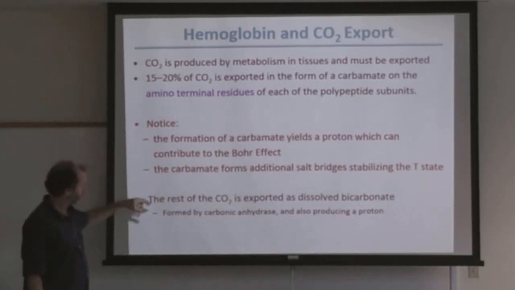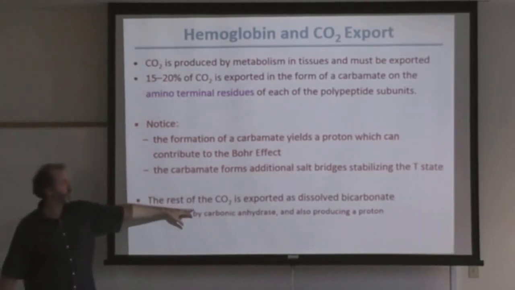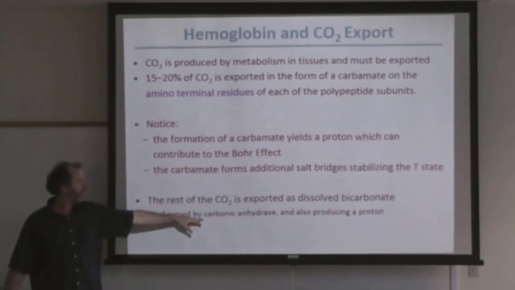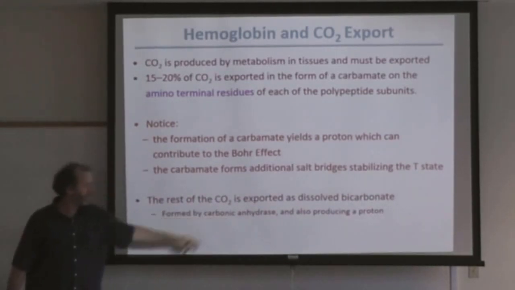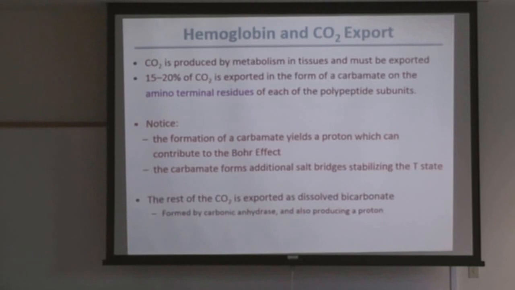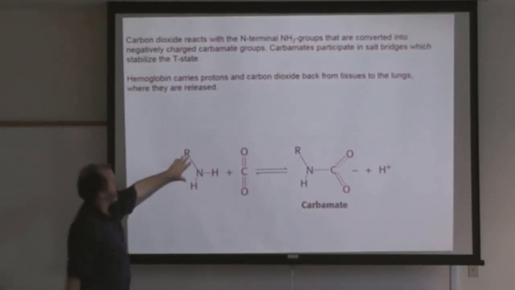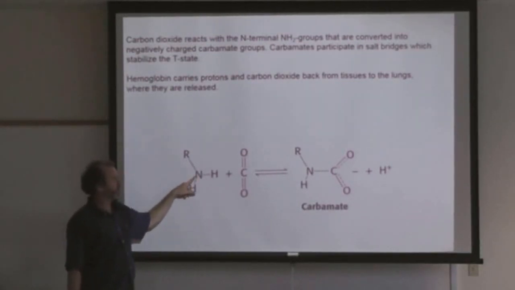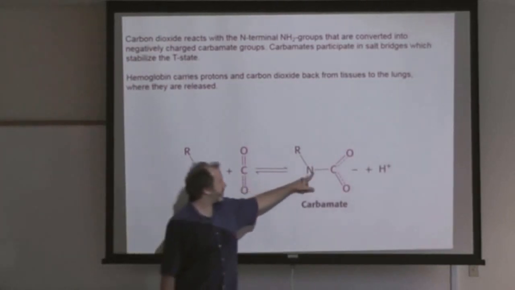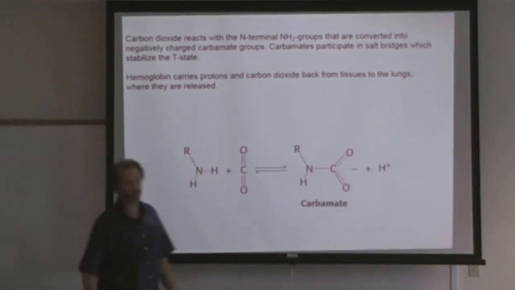Okay. So the rest of the carbon dioxide is exported as dissolved bicarb, formed by carbonic anhydrase, and that also produces a proton when you form carbonic acid, which is going to dissociate to form bicarb and another proton, right? But this shows you just the overall reaction. So the N-terminus of the hemoglobin reacts with the carbon dioxide, and you form carbamate plus a proton.